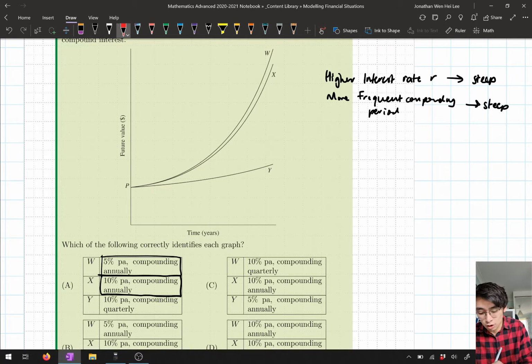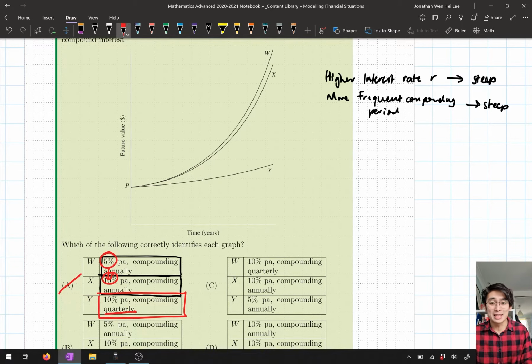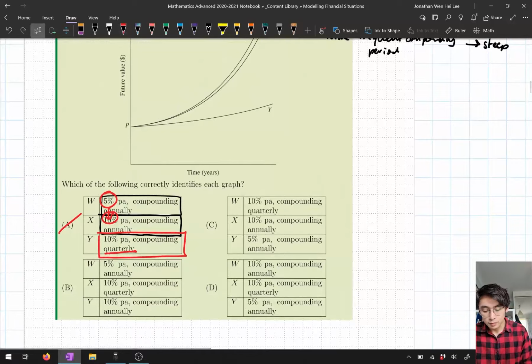So A is gone. Because W is higher, this interest rate needs to be bigger than this interest rate. The other thing is they've actually said that Y is 10% compounding quarterly. This is more frequent than the other two, and so that should mean that Y would be a lot steeper than the other two. But if you have a look, it's actually quite low. Y is growing at a very slow rate. So A is immediately gone. Okay, let's have a look at the next one.